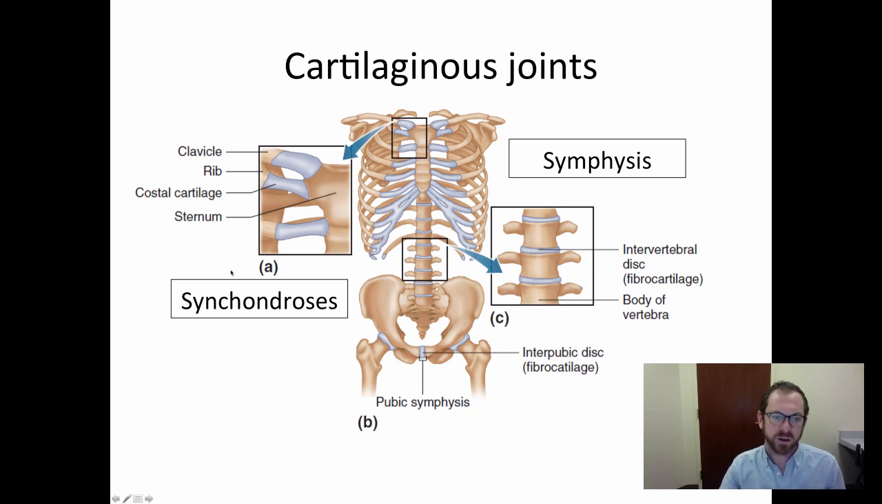You got two types of cartilaginous joints, synchondroses. This is, again, where your ribs connect to the sternum via hyaline cartilage, and where your clavicle connects to your manubrium, that superior portion of the sternum there. And then a symphysis is where you have intervertebral discs. An example of symphysis is intervertebral discs between two vertebrae, as well as the pubic symphysis.